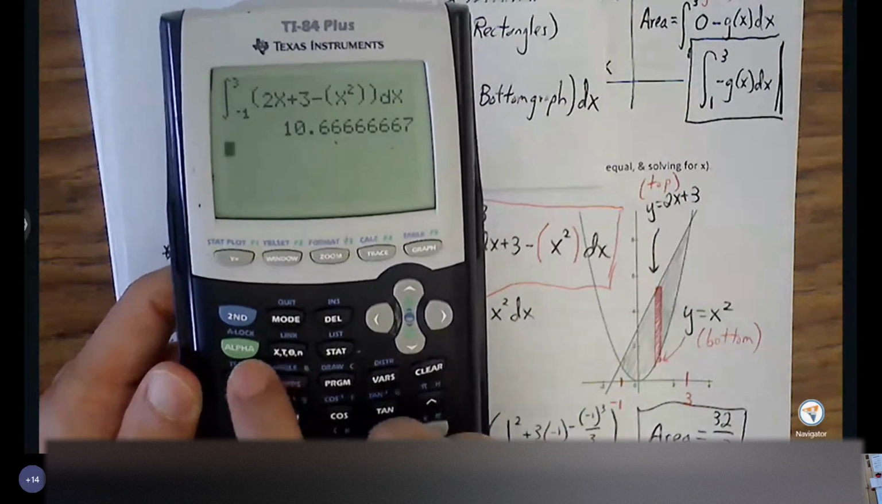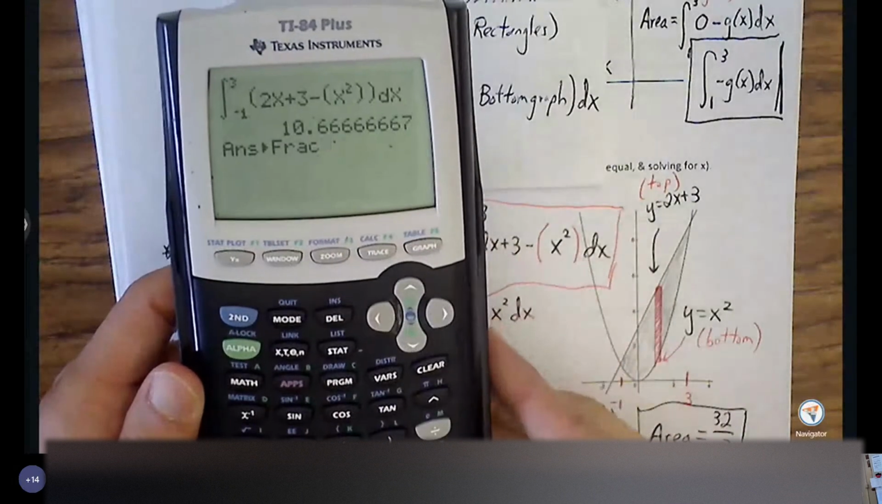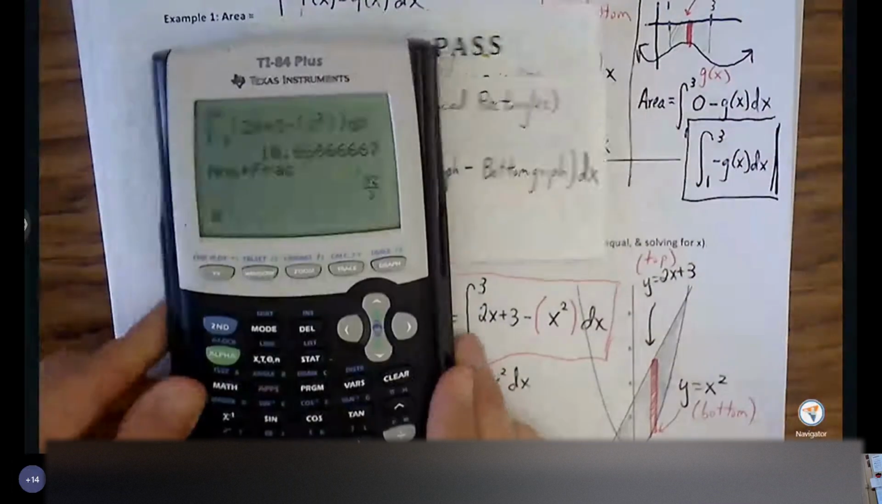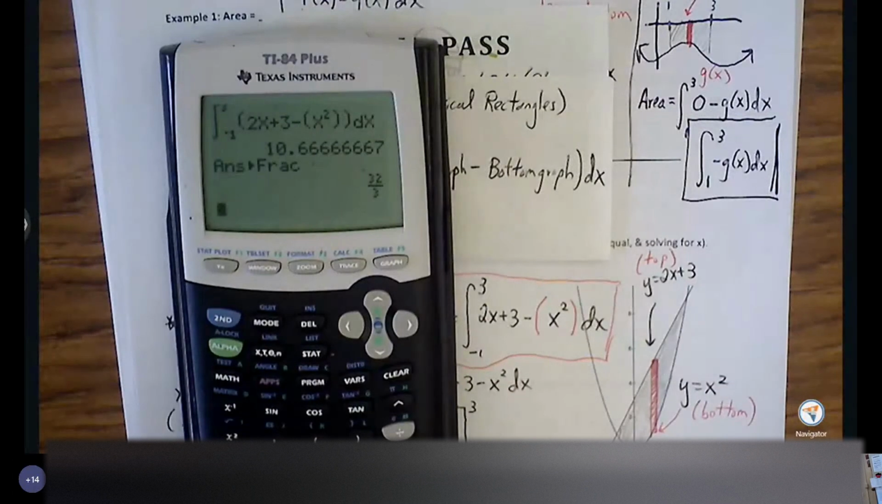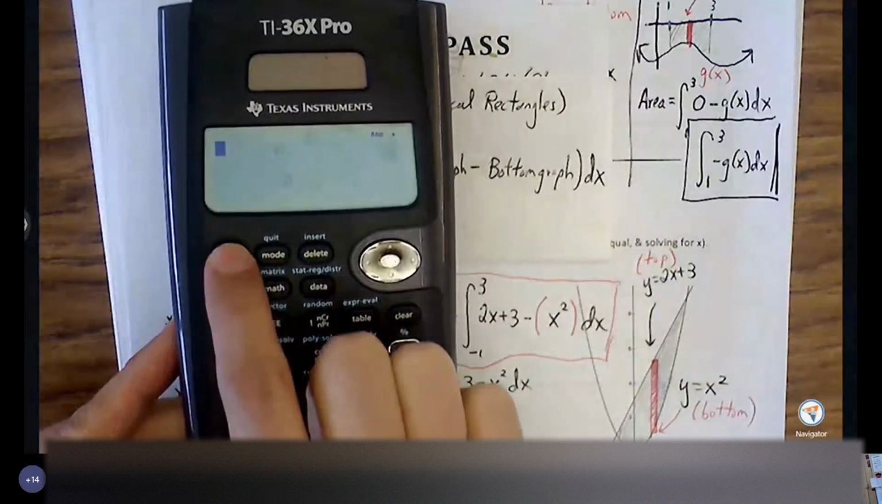You can do the math fraction button, Math 1. It takes you from a decimal to a fractional value, 32/3, just like what we were able to find. And on the 36 Pro, same thing. There's that integral notation there, second e.